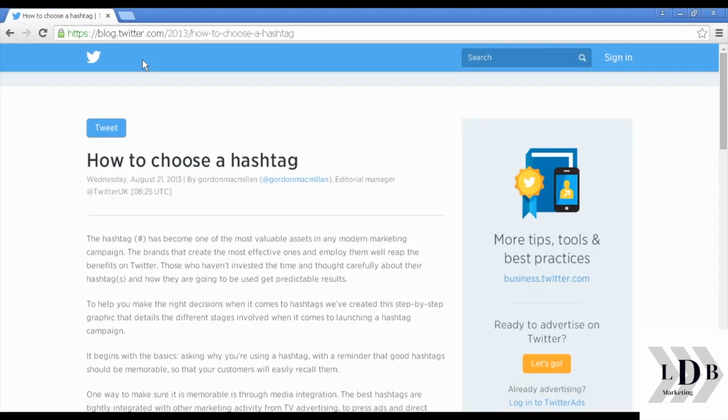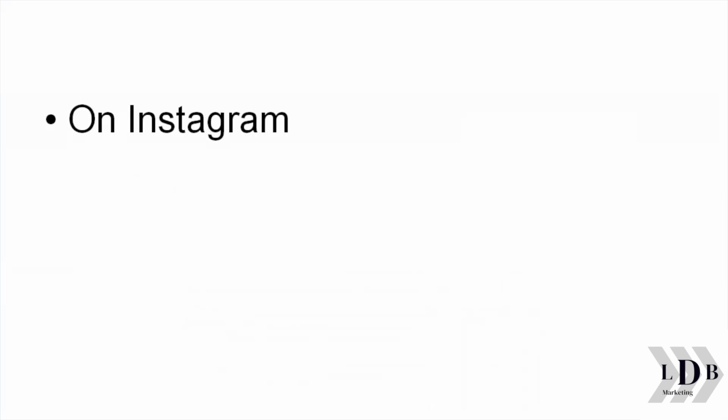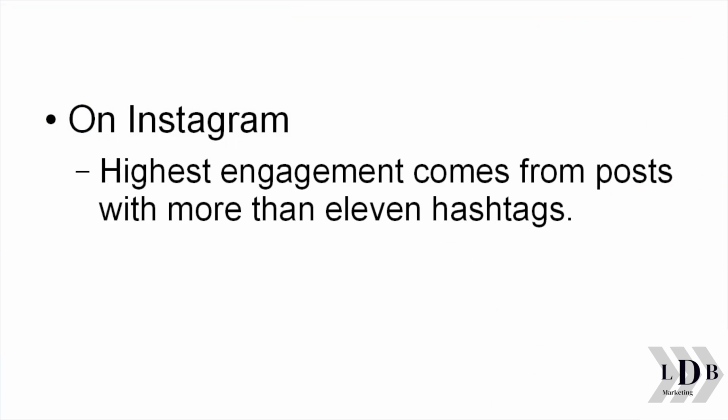Twitter actually has a very good section on their blog which explains how to choose a hashtag. It's been up there for a couple of years now, but it is still relevant. And if you want to read it, you go to blog.twitter.com/2013/how-to-choose-a-hashtag. On Instagram, highest engagements come from posts with more than 11 hashtags.